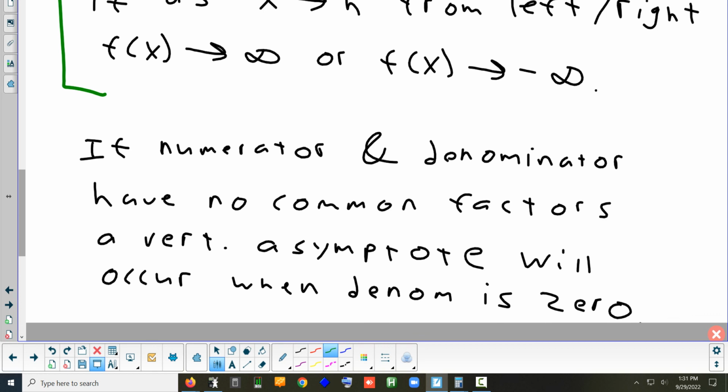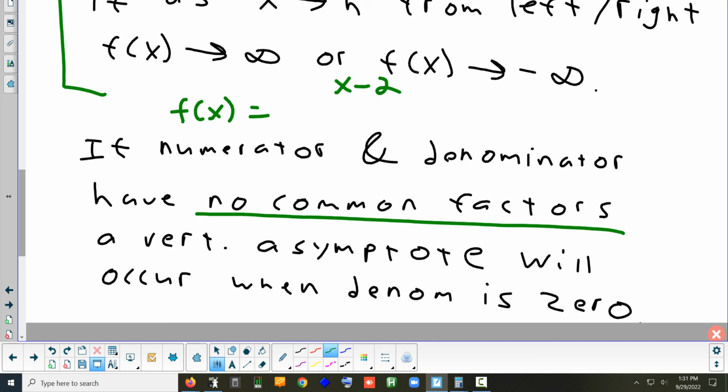So I said to you that if you can find when the denominator is 0, that's when you get a vertical asymptote. But there's one important catch to that. The numerator and the denominator cannot have a common factor. So if you had x minus 2 over x minus 2 times x plus 3, there would be a vertical asymptote there at negative 3. But at positive 2, there would not be an asymptote.